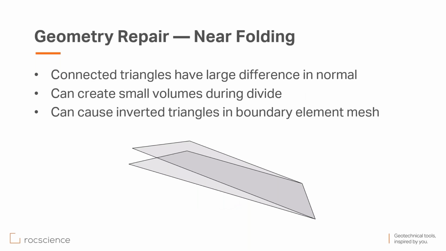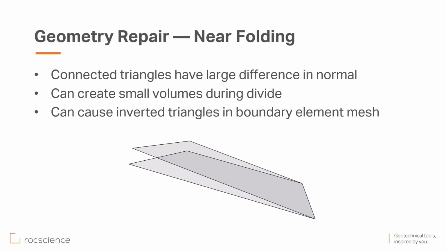Near folding is another common problem. This is anytime you have two connected triangles that have a large difference in normal. This can happen for two different cases. One is like the image down below, where you have the geometry folding back on itself. And the other is when you have inverted triangles within the surface mesh.